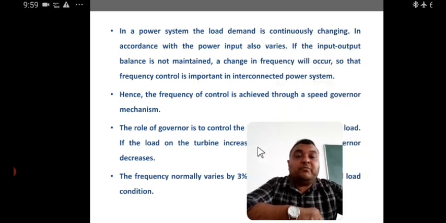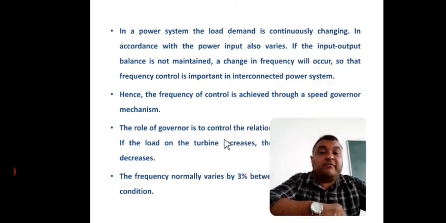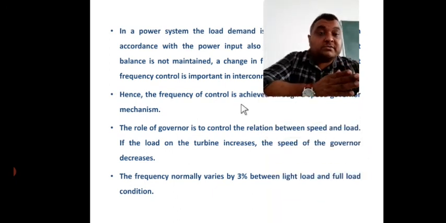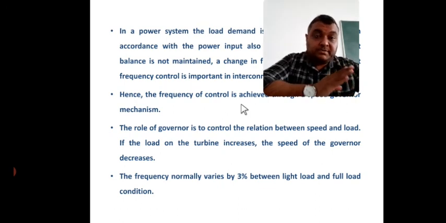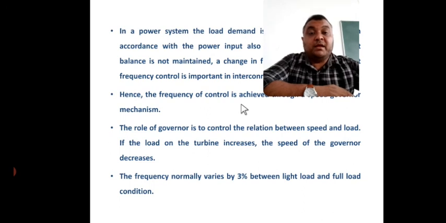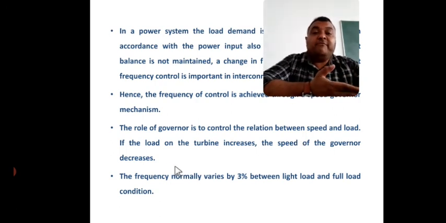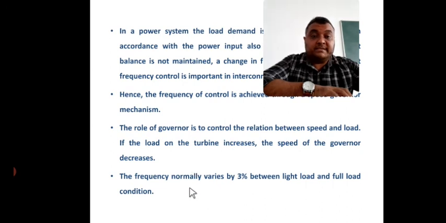The fourth point says that frequency control is achieved through a speed governor mechanism. How the speed governor mechanism works, and how the transfer function plays a role in it, we will see in the lecture. The role of the governor is to control the relation between speed and load: if the load on the turbine increases, the speed of the governor decreases. The frequency normally varies by 3% between light and full load conditions.